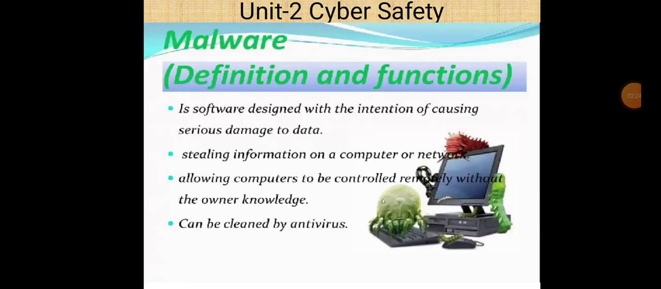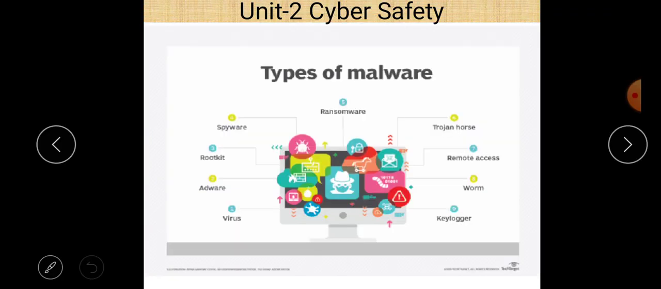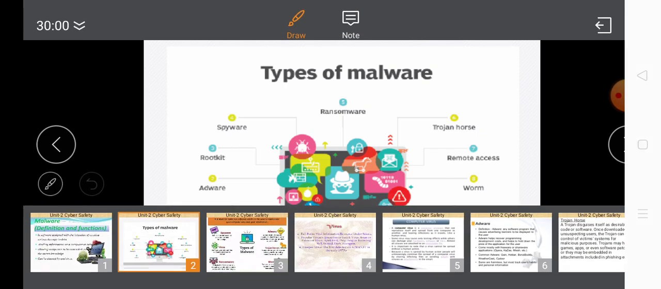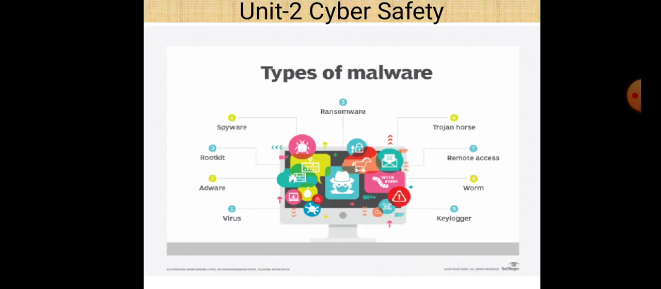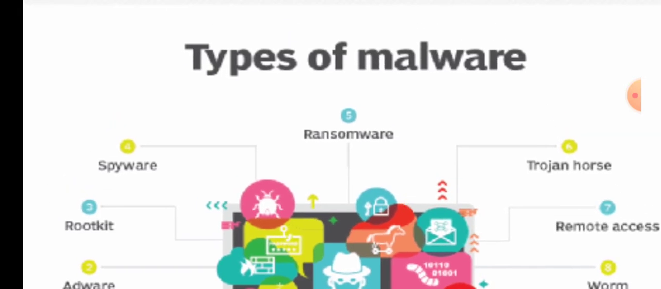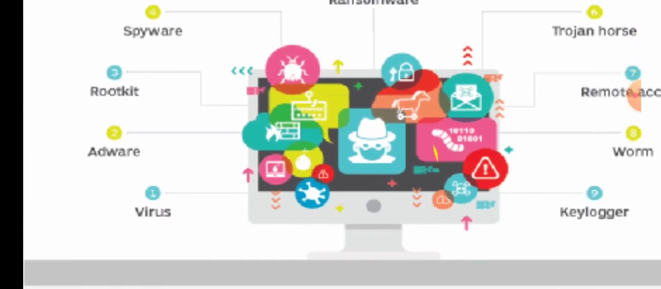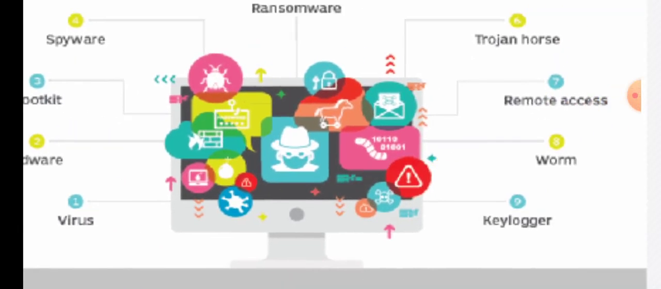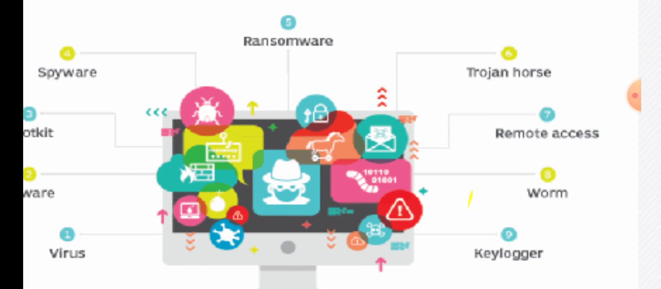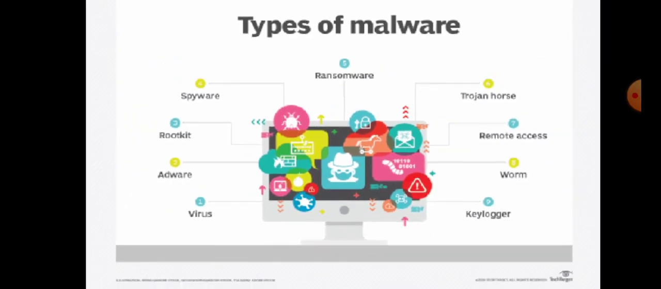So first of all, types of malwares here. You can easily see on the screen. These are the different types of malwares. Spyware is there, ransomware is there, rootkit, adware, virus, keylogger, worm, remote access, Trojan horse. These are the different types of malwares.